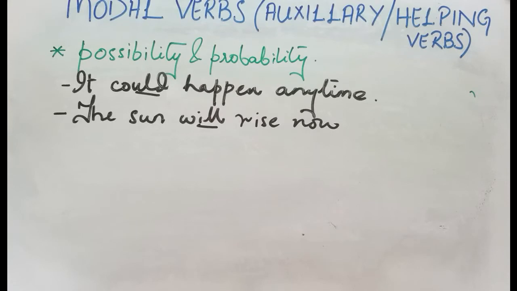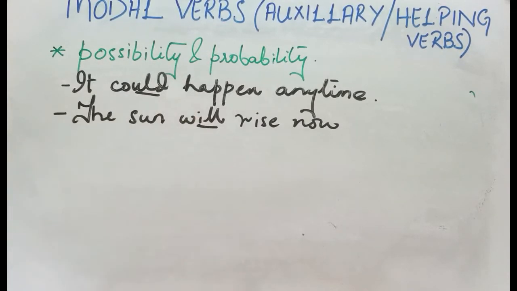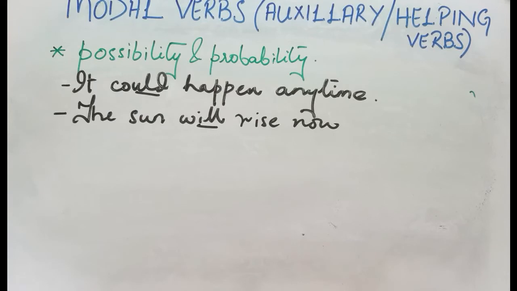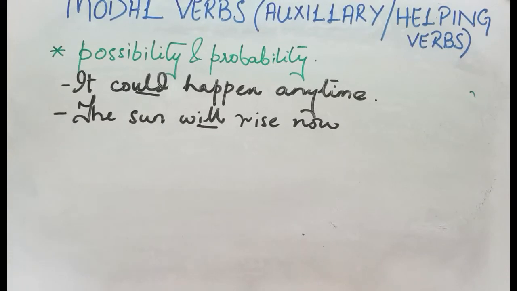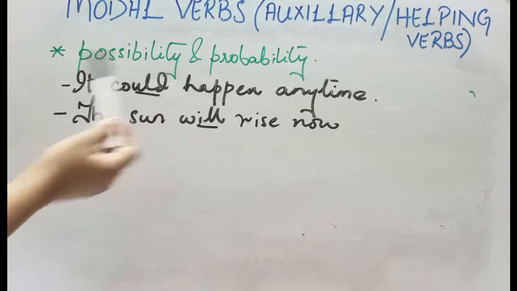Okay guys, the very first one you see over here is possibility and probability. Whenever things are possible, you are either going to use could or will. For example, I've given two examples over here. The first one: it could happen anytime. So there is a possibility that that thing can happen anytime. For example, it is going to rain, it could happen right now. So there is a chance that it could happen anytime.